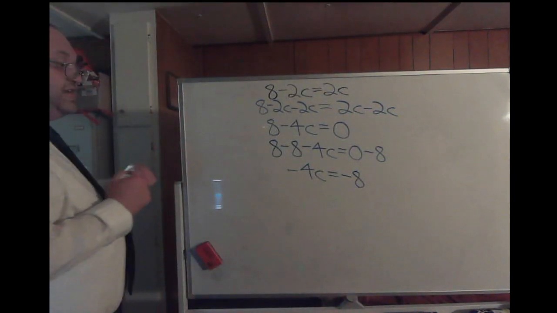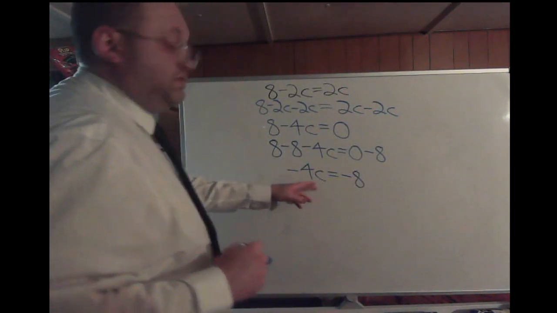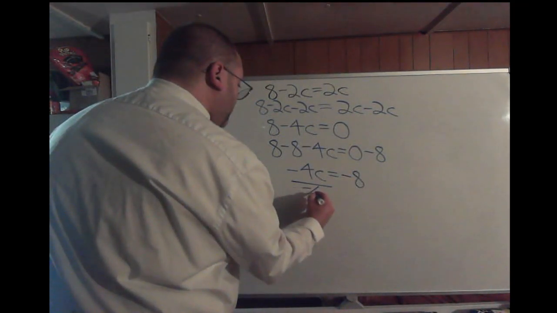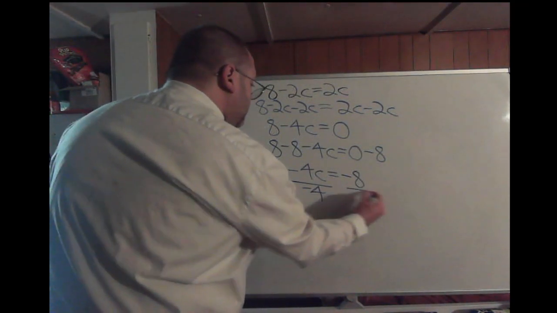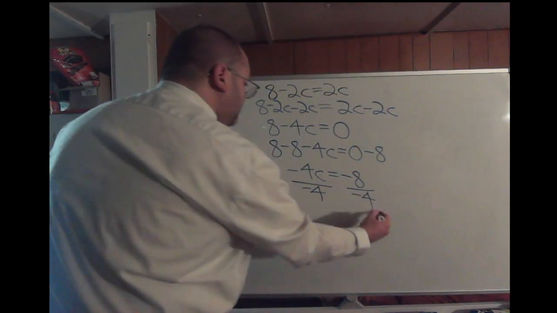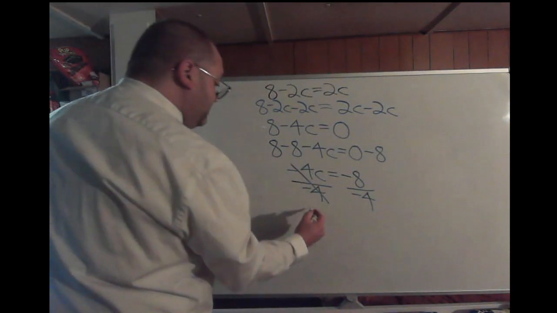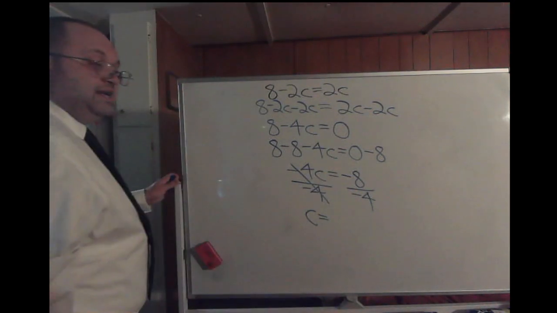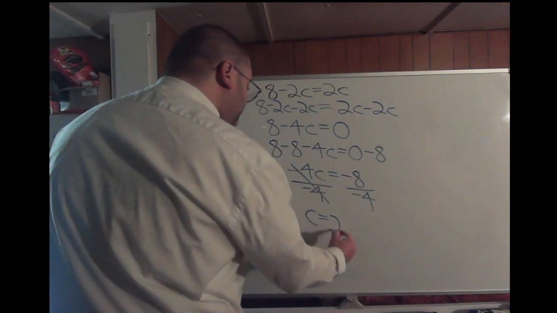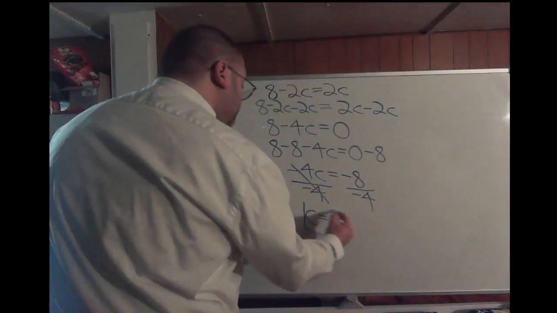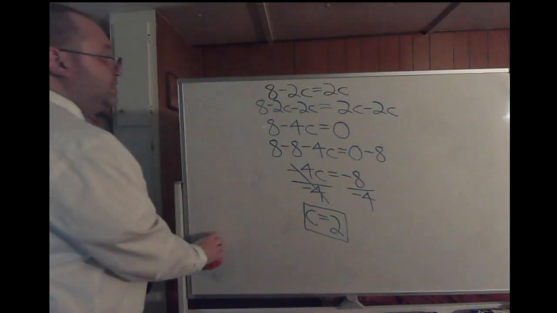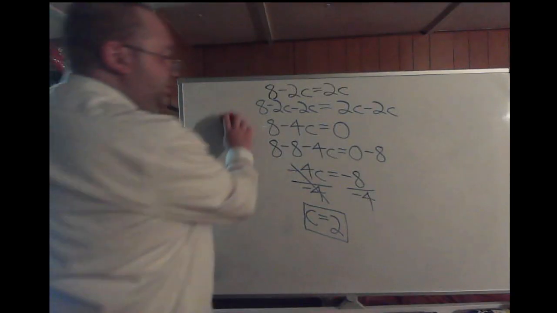So now we have negative 4c. We want to solve for just c. Well, you got to divide both sides by negative 4. So we'll go ahead and do that. The left side, the negative 4's cancel out. You're just left with c. Then you have negative 8 divided by negative 4. That'd be positive 2. So c is actually equal to 2. That's what you would get.